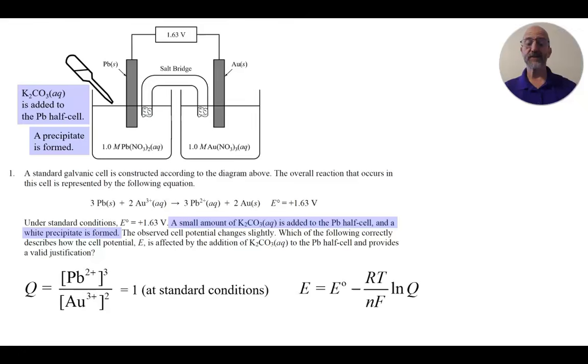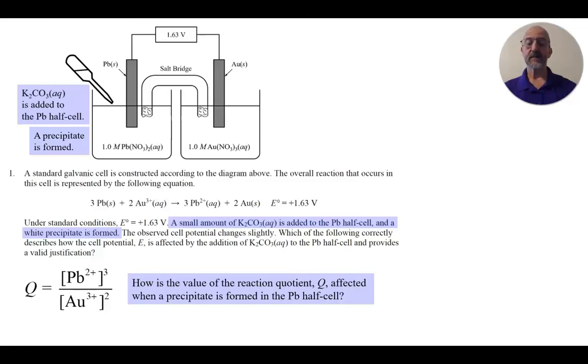Here is the Nernst equation. And although that Nernst equation looks potentially confusing at first, all we really need to do is focus on a qualitative understanding of the Nernst equation. So the natural log of 1 is equal to 0. And when Q equals 1, then the cell potential is equal to the standard cell potential. In this case, that would be 1.63 volts. Now, if Q is not equal to 1, we have non-standard conditions.